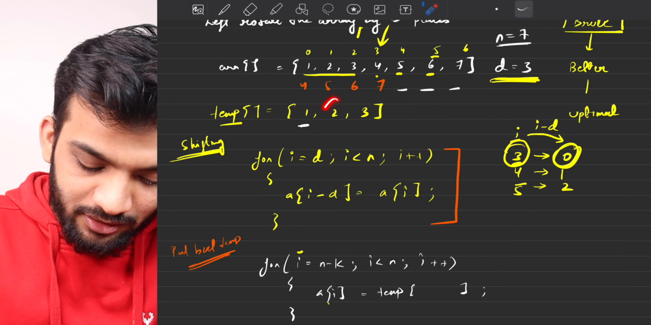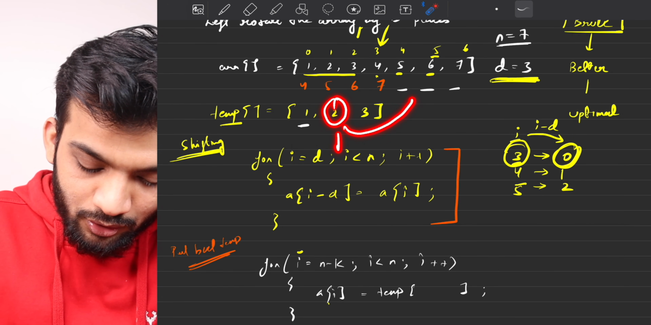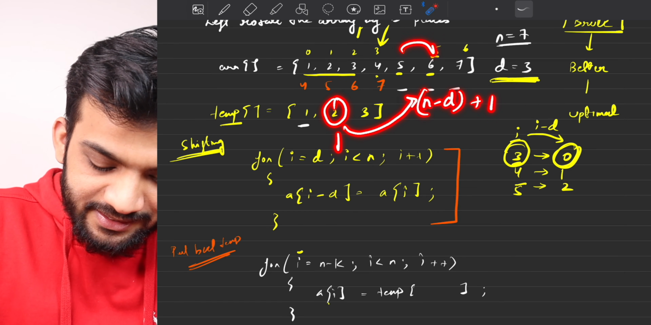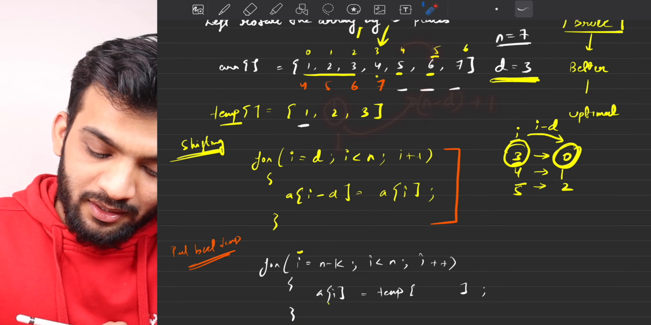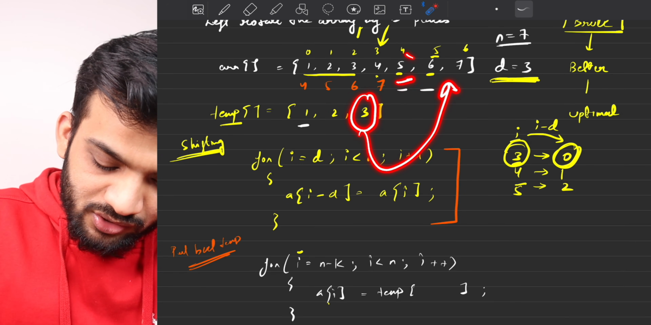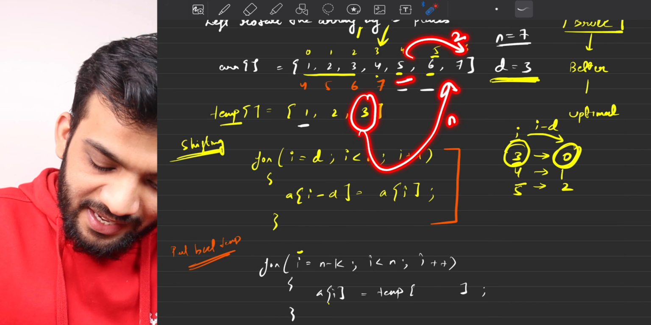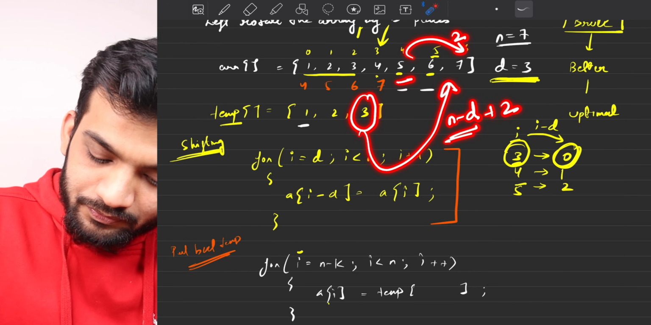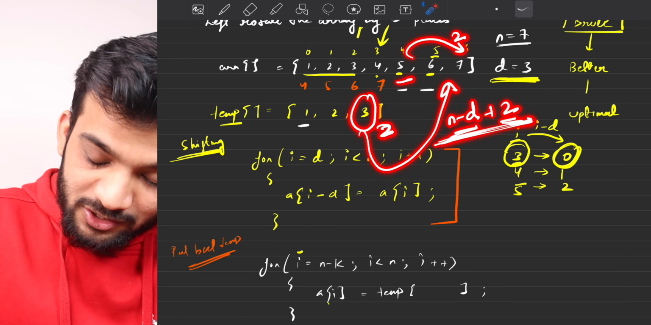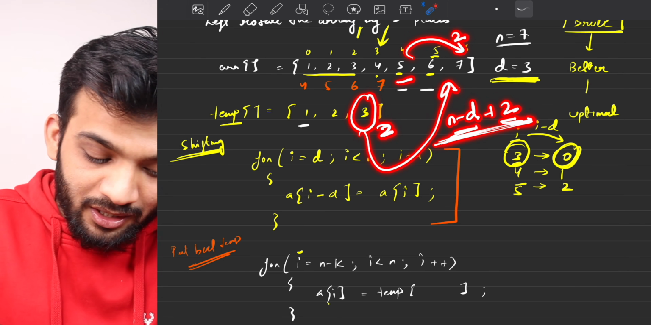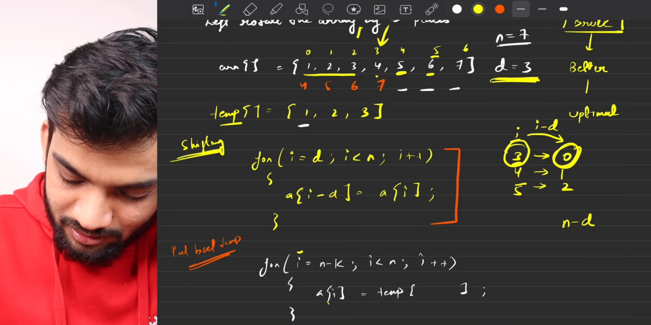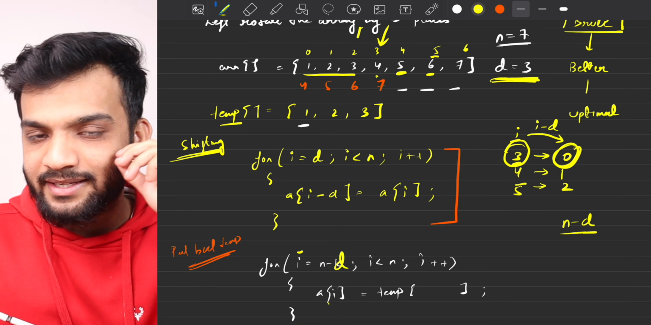Now, can I say someone who is at the first index will always go to n minus d plus 1, which is basically the next index? I can. Now, can I say someone who is here will always go to here, which is 2 places ahead, n minus d plus 2? This is the second index. So n minus d plus 2. So can I say n minus d is your base index.